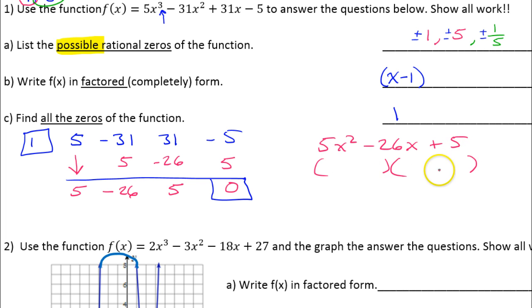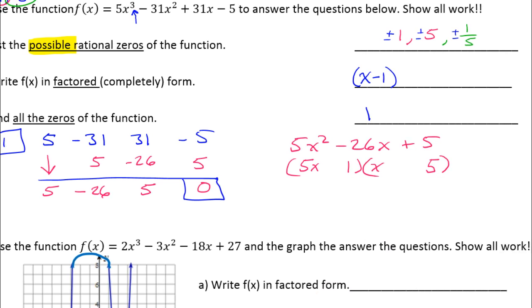If this does not factor, I will use the quadratic formula. So 5x squared can only factor as 5x times x. 5 has to be 1 times 5. Now I'm not going to put the 5 here because that would make a common factor, which you should never have inside the parentheses. So I will go straight to this, 1 and 5.